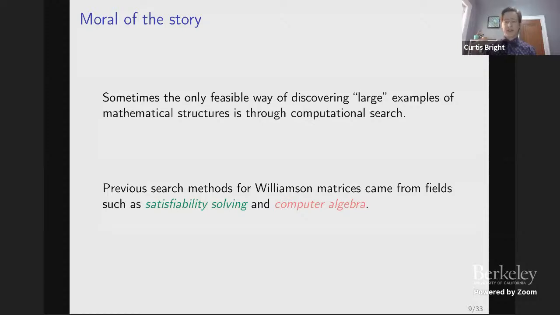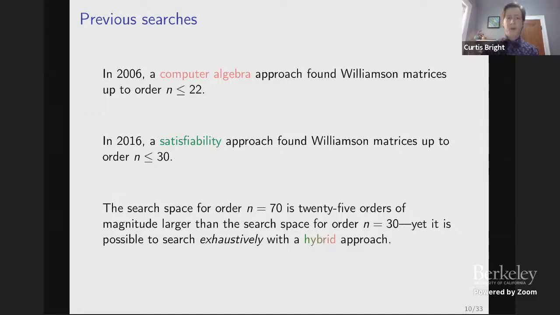So to give you a sense of the state of the art previous to this, there are 2 fields which had been used to search for Williamson matrices. One was SAT solving and one was computer algebra. Computer algebra, the state of the art in 2006, was to search for Williamson matrices up to order 22. And then in 2016, the state of the art using a SAT approach was to search for Williamson matrices up to order 30. All right, so remember, we got up to order 70. So this really demands an explanation.